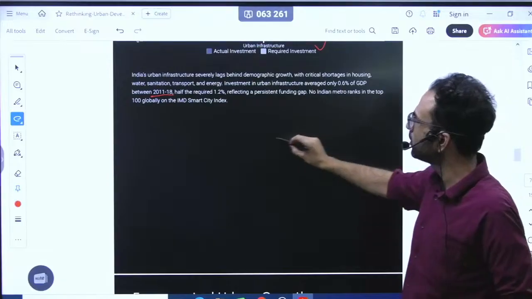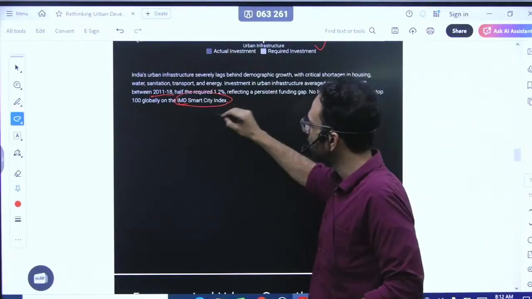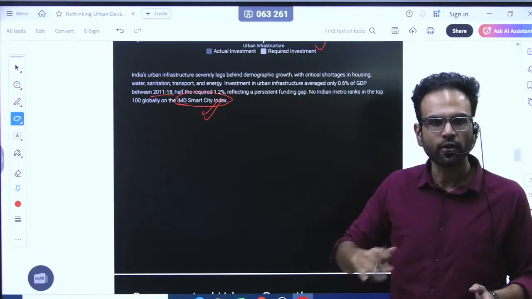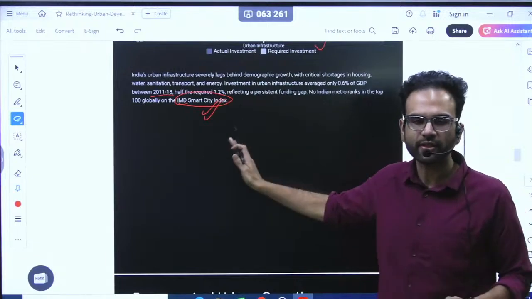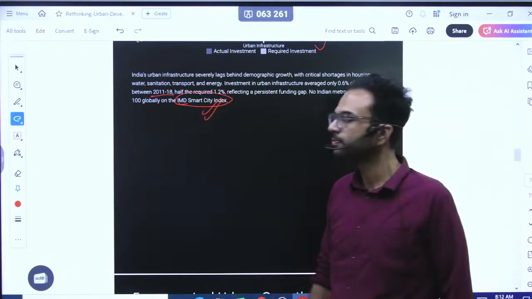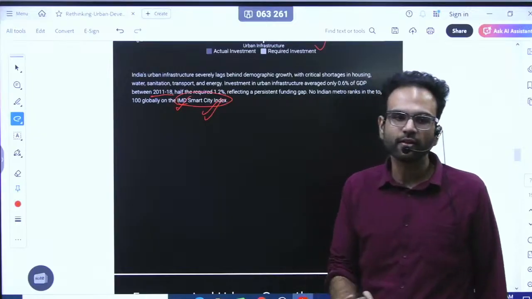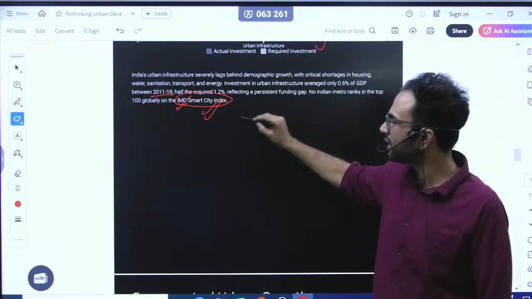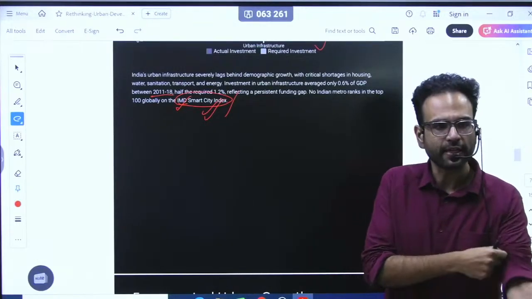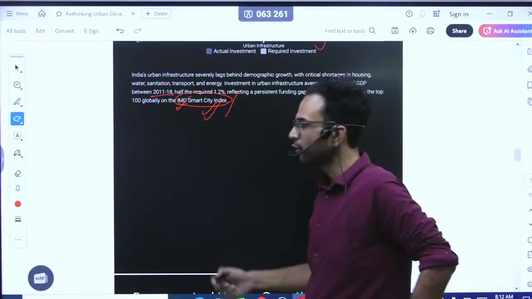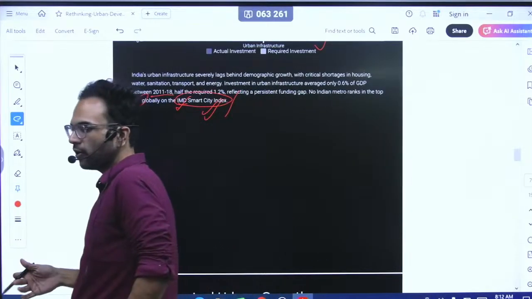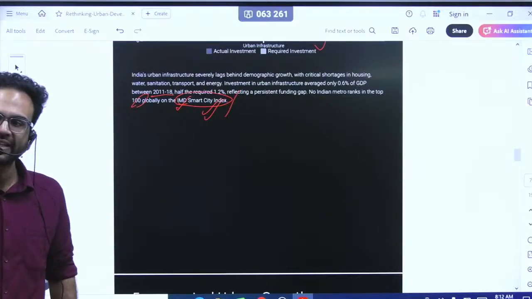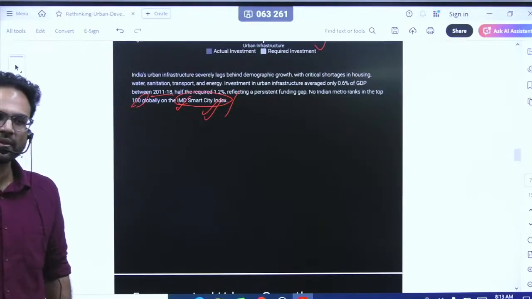Here, you can talk about this IMD Smart City Index. Another data point. See, the facts might change, but the sources will remain same. Facts might keep on changing. This IMD is not our weather forecasting agency that I'm talking about. It's a business school. Go and check what this IMD is about. IMD Smart City Index. What is India's role in that? You need to update your answer according to the time period. If you're writing this exam in 27, for example, come up with the latest possible data.